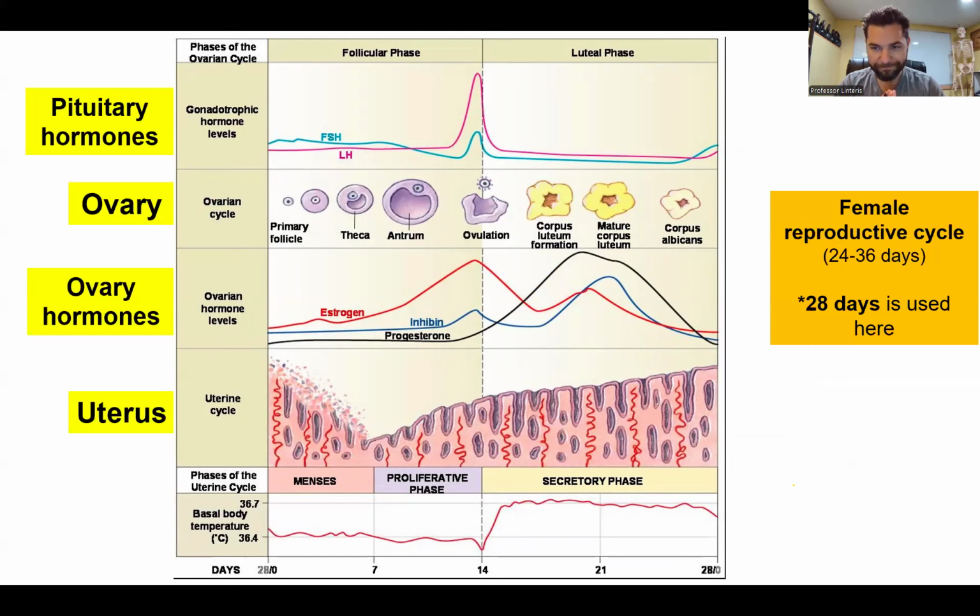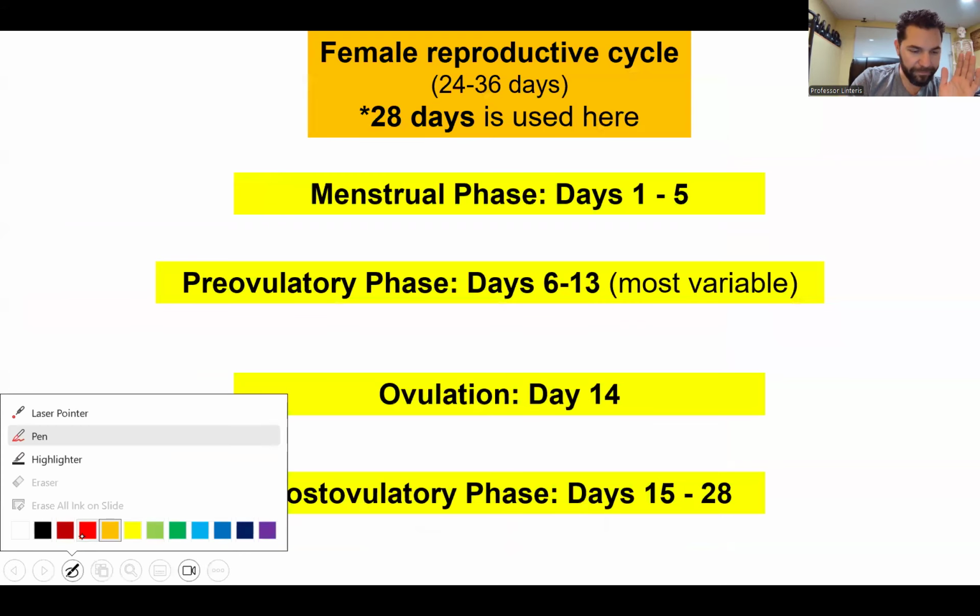So we have these structures that are producing hormones at certain times, which leads us to this picture. It's tricky. I'm going to try to simplify it for you. Right off the bat, you have to see the big picture. All of this is happening at the same time, right?